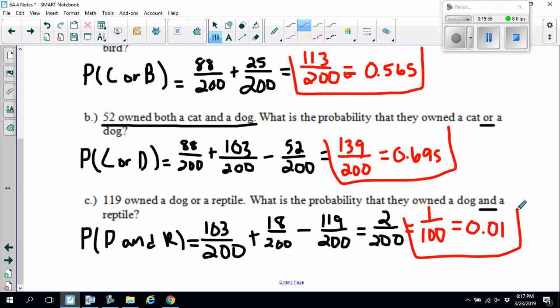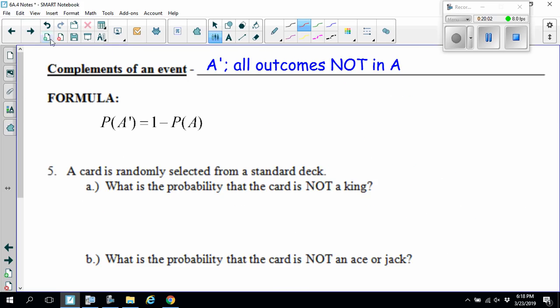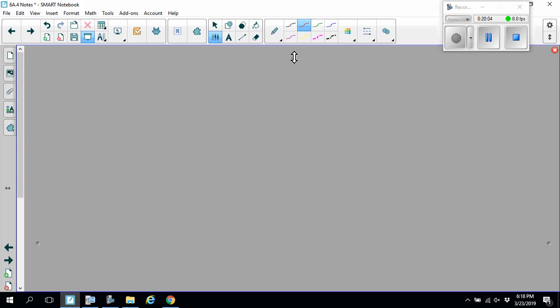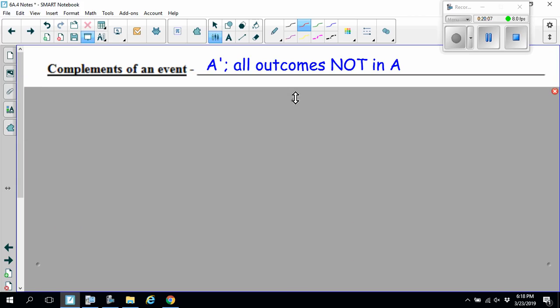Okay, let's go to our next part of the notes, which is the complement of an event. The complement of an event is what we call A prime. It is all outcomes not in A. Sometimes we use this to make it easier to calculate instead of counting, because it's a really high number. So we do 1 minus the event not happening. It's a little bit easier to do.